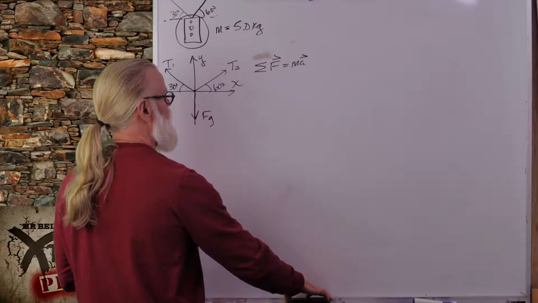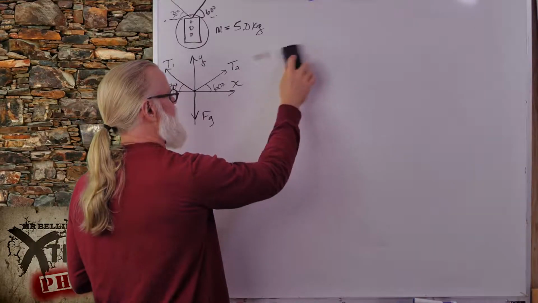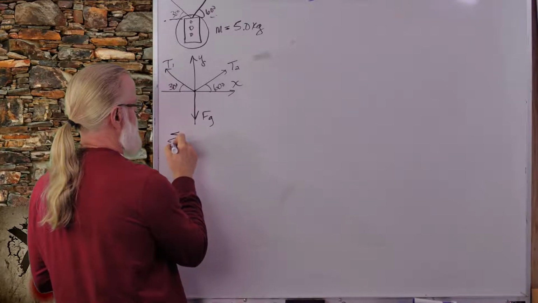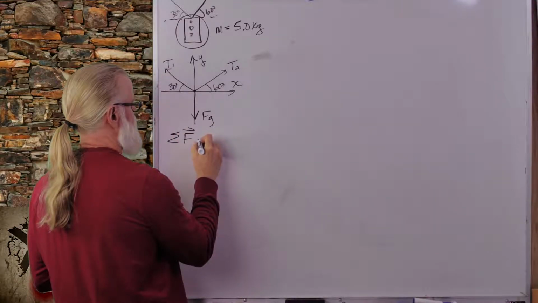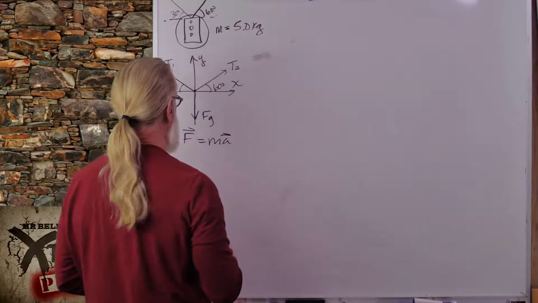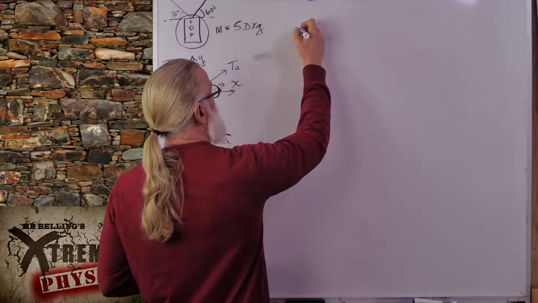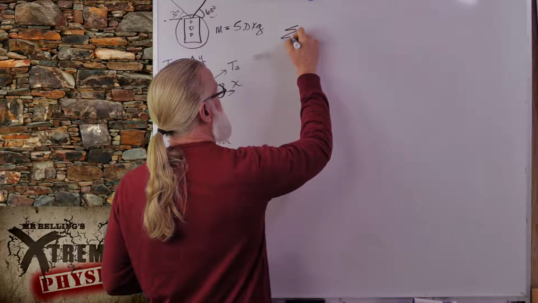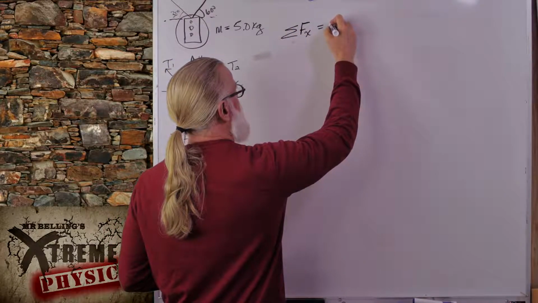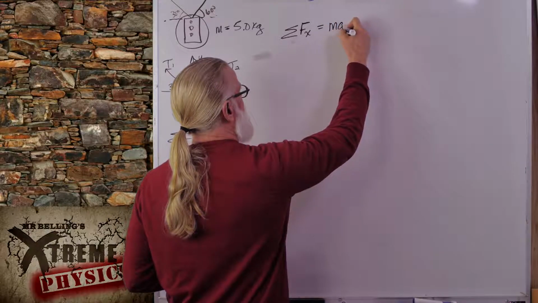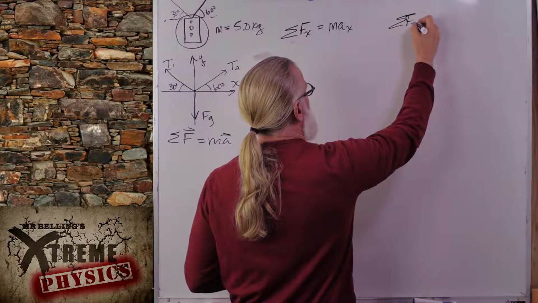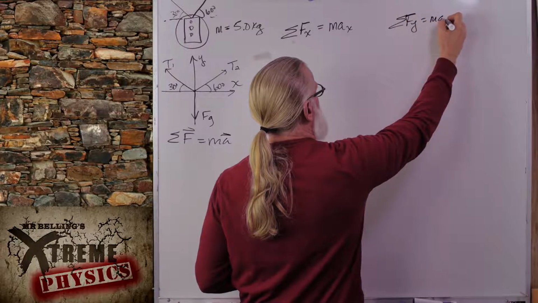In fact, I'm going to move this. I don't like it there. Let's give ourselves some room to breathe. We're going to state the physics here. The vector sum of the forces equals mass times acceleration. But that also means that the sum of the forces in the x direction equals mass times acceleration in the x, and the sum of the forces in the y equals mass times acceleration in the y.